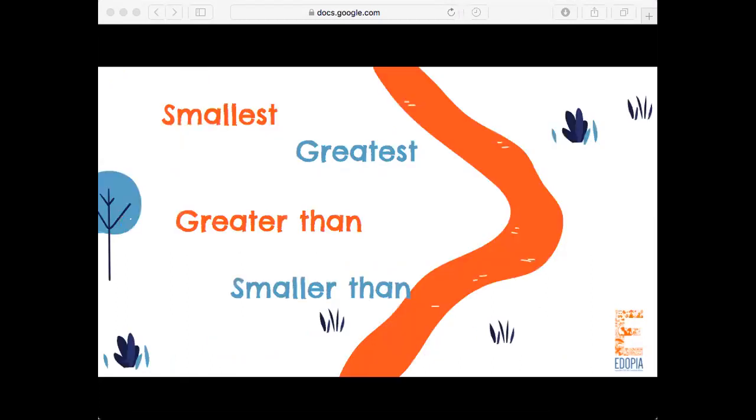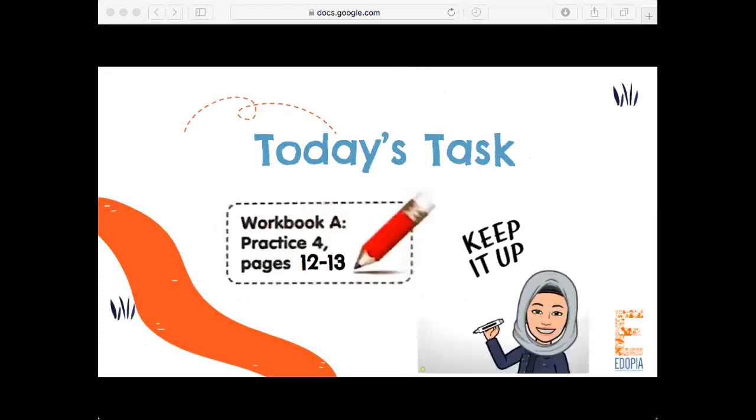In today's lesson, we have learned how to compare numbers in a group, how to determine the smallest and the greatest numbers, determine which number is greater than and which number is smaller than the other number. We have also learned how to put the numbers after comparing in an order. The order can be from smallest to greatest or from greatest to smallest. Hope everything was understandable. If you have understood the concept well, please practice the exercises on page 12 and 13 of workbook 2A.